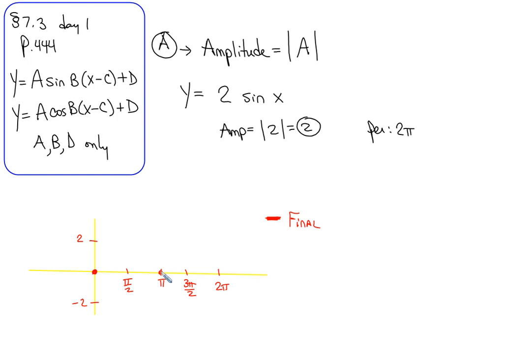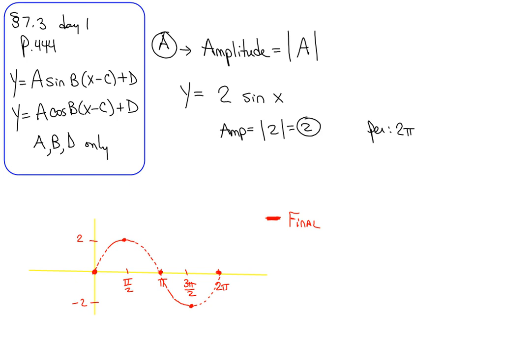Now, beginning, middle, end, maximum, minimum. Sorry. Try and get this to look reasonably nice. There is your sine curve. So that's y equals 2 times sine of x. Okay? That's our amplitude.